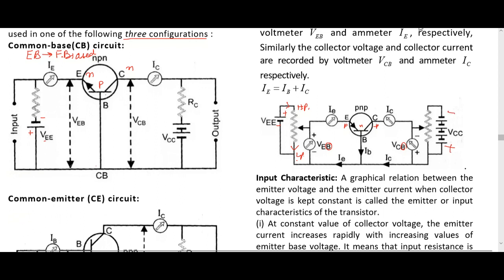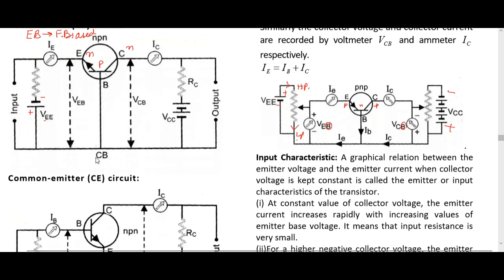In this case, whenever you have to draw a circuit, keep one thing in mind: identify the kind of transistor, whether it is PNP or NPN, and the simple logic is, forward bias the emitter base junction and reverse bias the collector base junction.